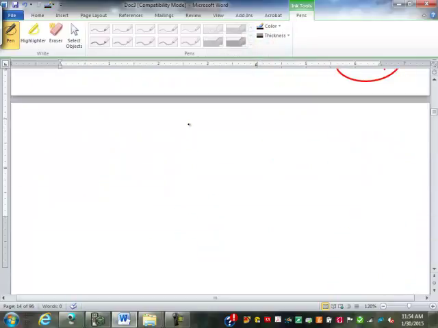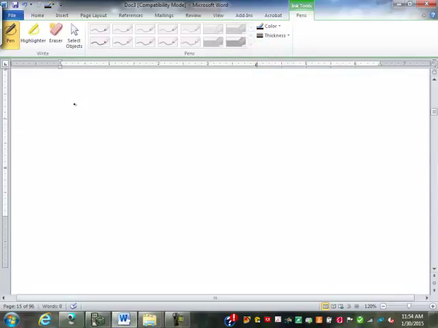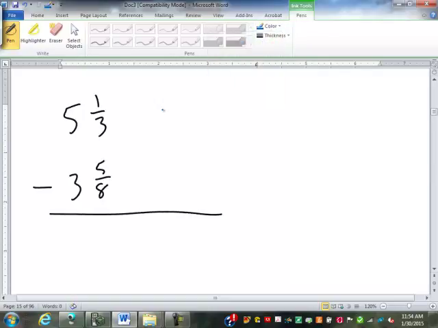Let's do a quick look at subtraction. We'll jump right into subtraction with borrowing. Let's do 5 1/3 minus 3 5/8. So again, we still need common denominators for subtraction, so it'll be 24 in this case. 3 times 8 makes 24, so 1 times 8 is 8. 8 times 3 makes 24, so 5 times 3 is 15.